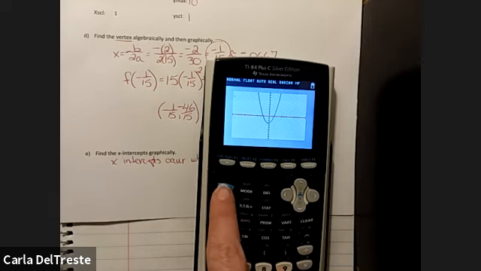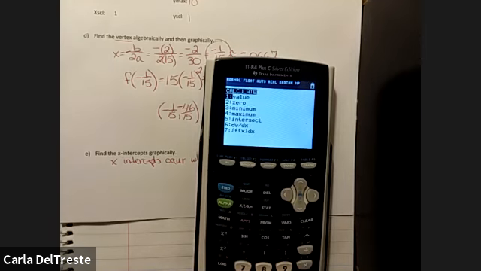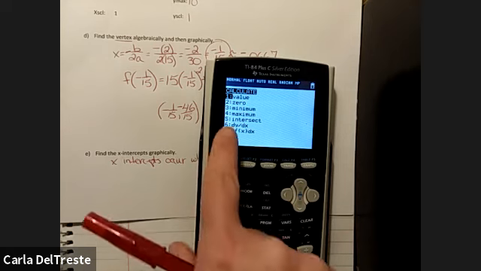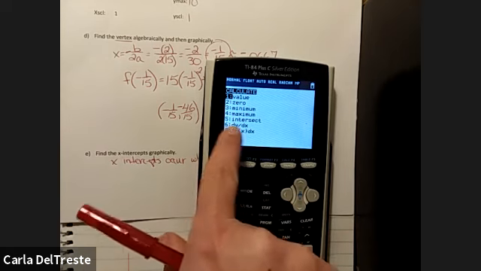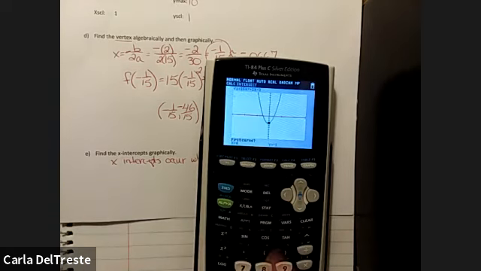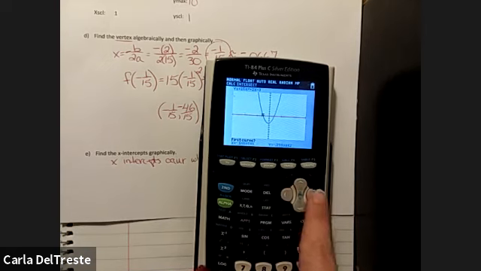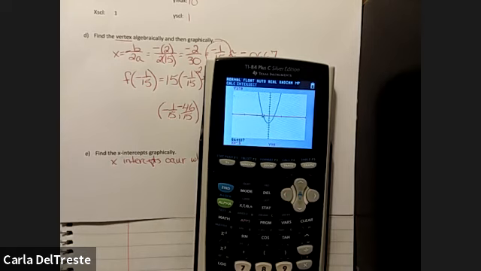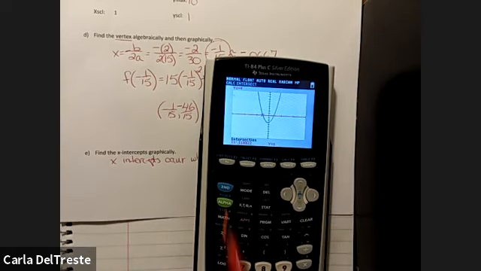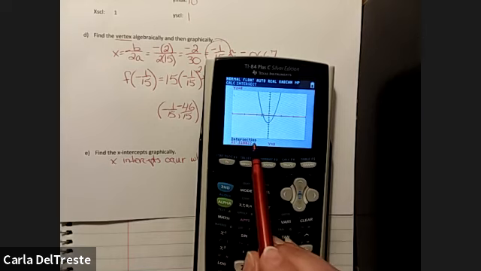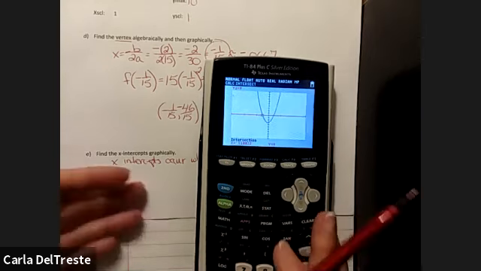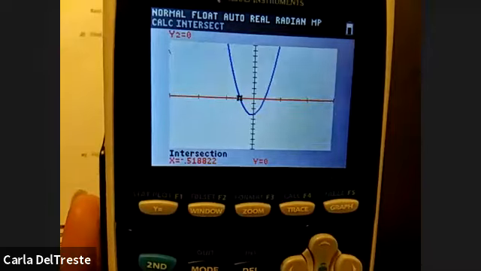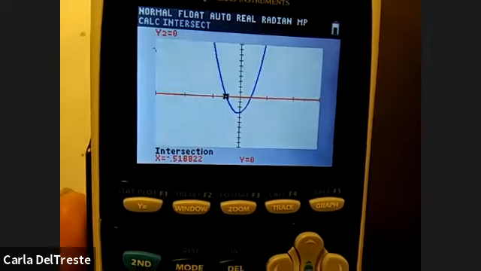So I'm going to go to second trace, the calculate menu. Now I want to go back to our trusty number 5. And I'm going to follow the prompts. Get as close as I can to that first point of intersection. Keep hitting enter until I see the word intersection. And now I know that one of my x-intercepts is negative 0.519 if I round, comma 0.